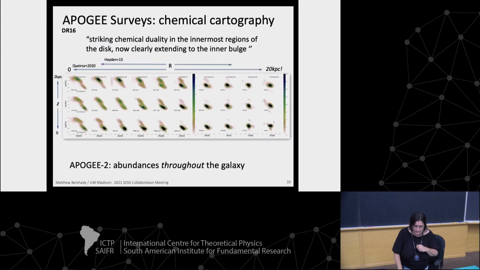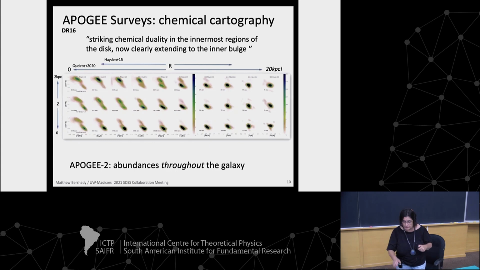How do you interpret this? Our result was also highlighted in this Sloan meeting by Marshall Bechtold, where he showed the earlier data that we had with Hayden, with the first APOGEE data before Gaia, and our extension of this up to 20 kiloparsecs, and essentially a strict chemical duality, seen up to the inner regions, including the bulge.